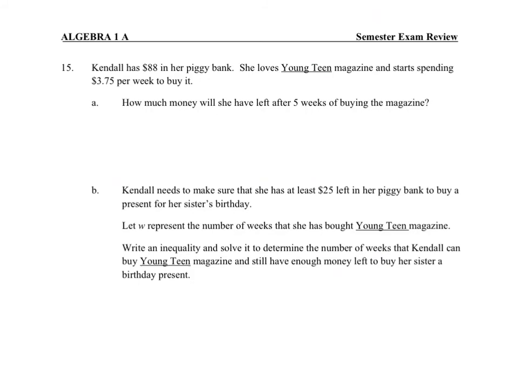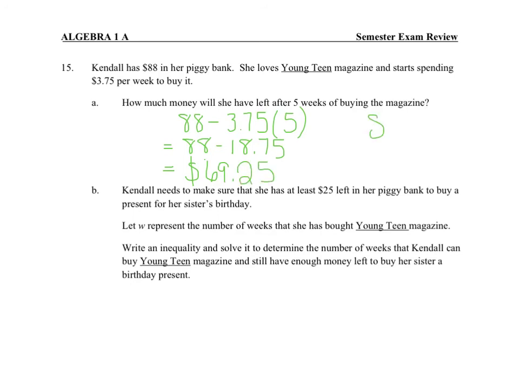Well, we know she's got $88, so that's what she starts with. And then she's taking away $3.75 per week. Well, we know that she's going to be spending 5 weeks of $3.75 to buy the magazine. So $3.75 times 5 is $18.75, and therefore she has $69.25 left over. So let's write a sentence for this. She will have $69.25 left after 5 weeks of buying the magazine.